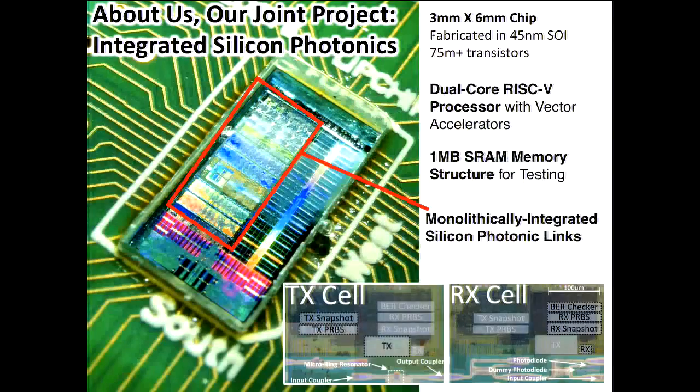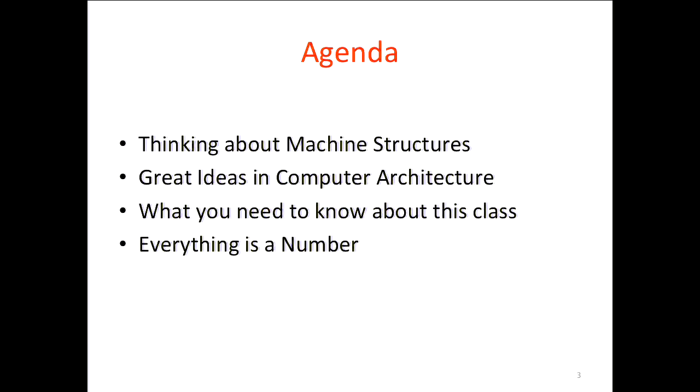So by the end of this course, you should understand things like, what is RISC-V? What does that mean? What's a vector accelerator? You may not quite get to silicon photonics yet, but we'll work on that next time around. Okay, so what we're going to do today is start off with a course introduction, get you thinking about machine structures. What is hardware? How does it magically make software run? That's really what this class is about.